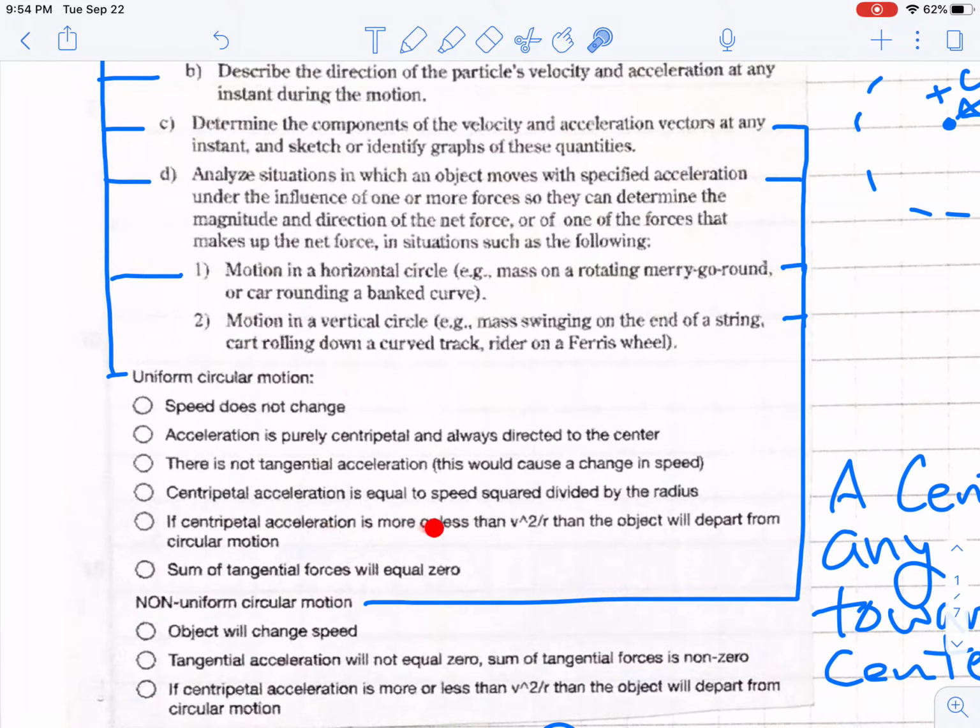Centripetal acceleration is v squared over r. And if you have centripetal acceleration that's more or less than v squared over r, you're going to depart from circular motion. So in that example of swinging the bucket of water over your head, if the centripetal acceleration from gravity was more than v squared over r, that's when the water falls out and gets you wet.